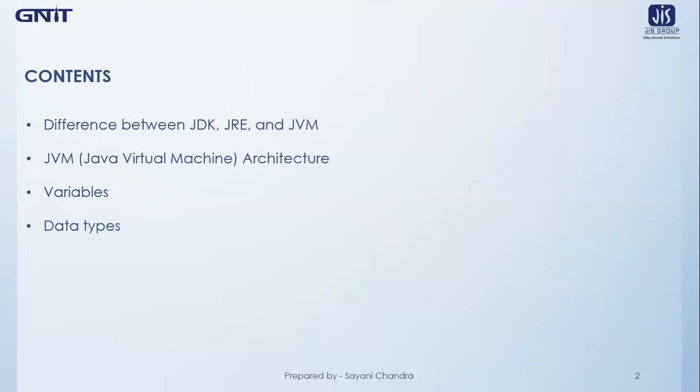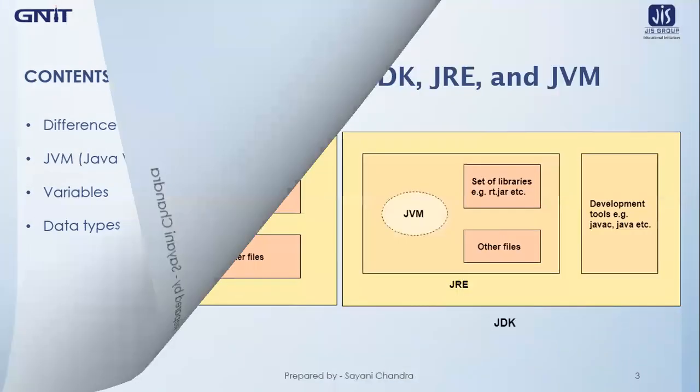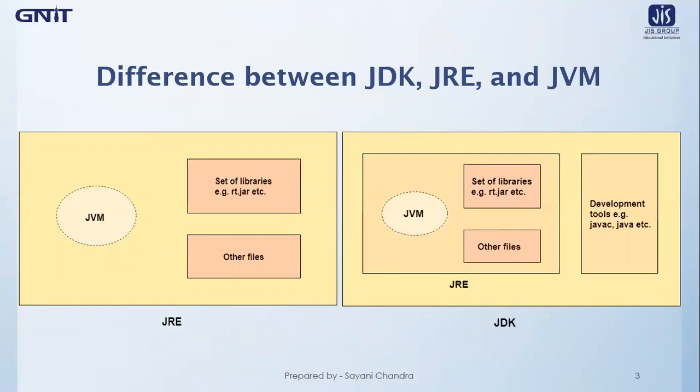So today we will be learning the difference between JDK, JRE and JVM, Java Virtual Machine Architecture, details of variables and data types. So let's first understand what are the differences between JDK, JRE and JVM. We have already discussed JDK, JRE and JVM a little bit. Today we will be discussing the difference between all these three in detail. Before proceeding further into Java, we must first understand the differences between these three.